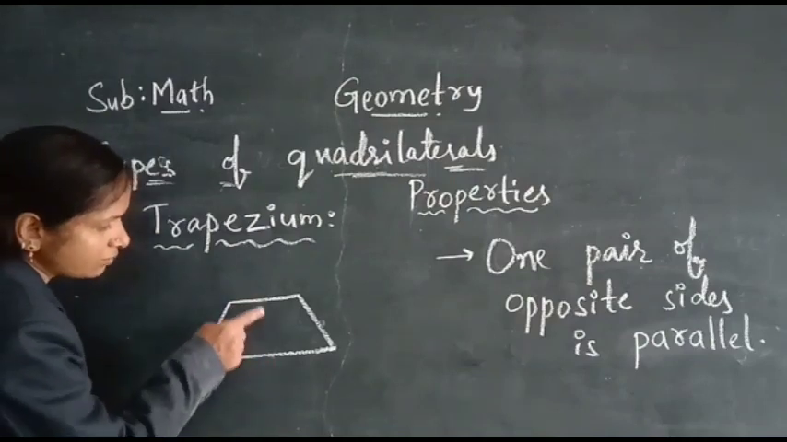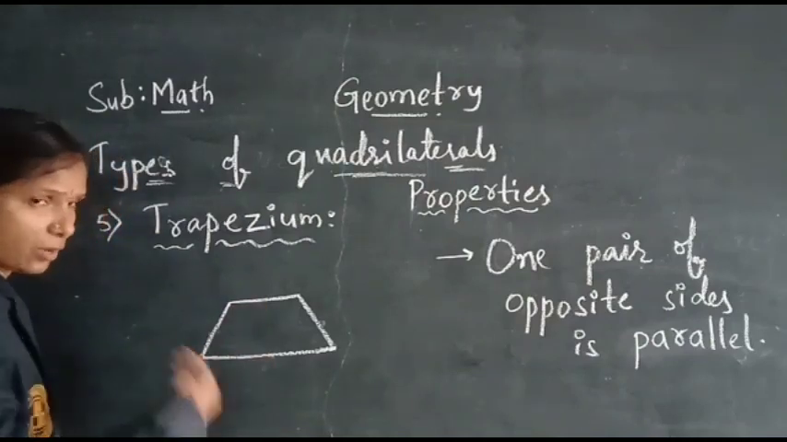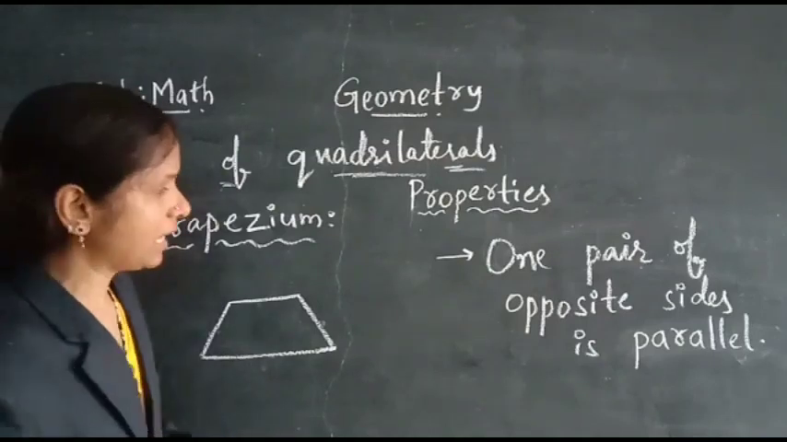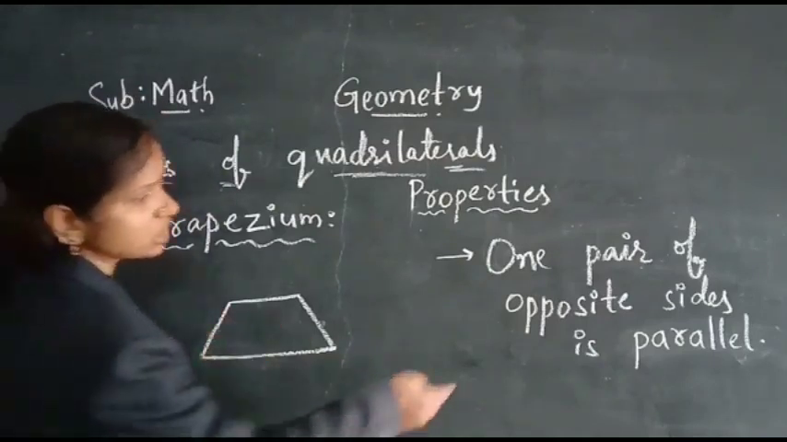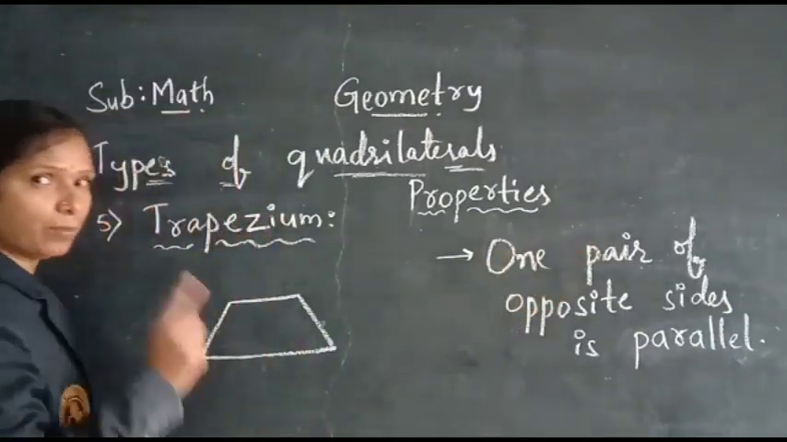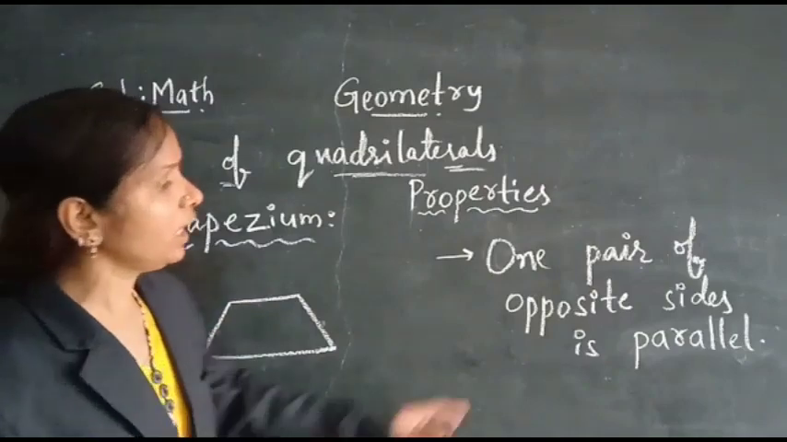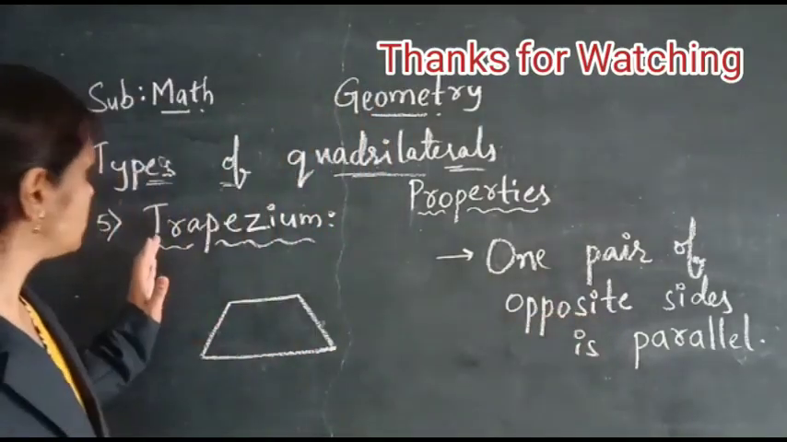That means top and bottom should be parallel. Okay. Top and bottom, or left and right, it can be parallel here. So what's the condition? One pair. Any one pair of opposite sides should be parallel. So this is the property.